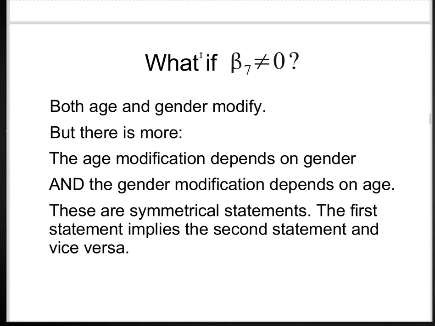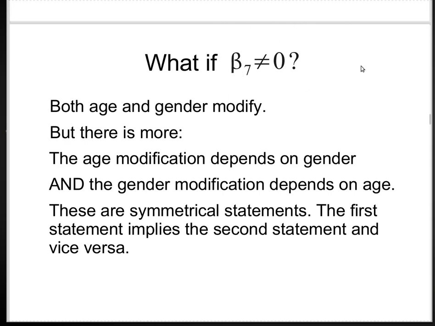So with one test of significance, if we wish to test the null hypothesis that beta 7 is 0, we're getting two things at once. In fact, they're symmetrical statements. If gender modification depends on age, then age modification depends on gender. Okay. So these are symmetrical statements. The first statement implies the second statement and vice versa. Notice that is of interest to us.